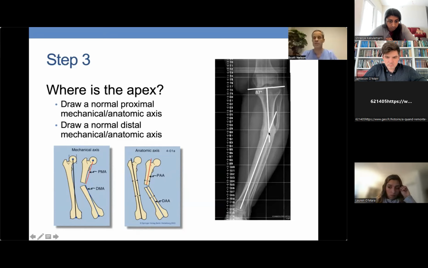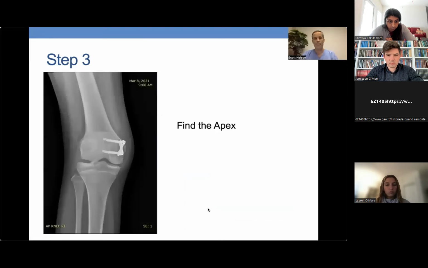And in this x-ray, it's quite obvious where this apex is. Sometimes it's difficult to know exactly where to draw this line, especially if it's very close to the joint. That's why we use the normal 87-degree angle here to help us determine where this proximal axis is. So there's the proximal axis and the distal axis and the point where they cross, determining where the apex is, and that will help us plan our operation.